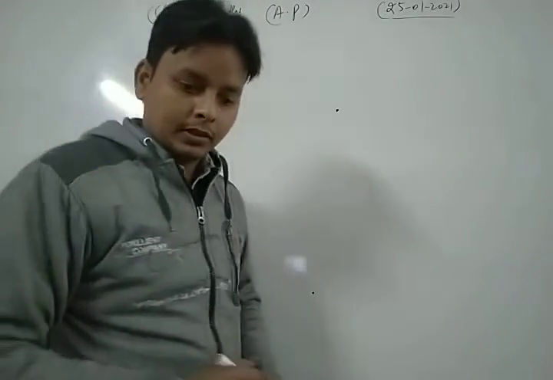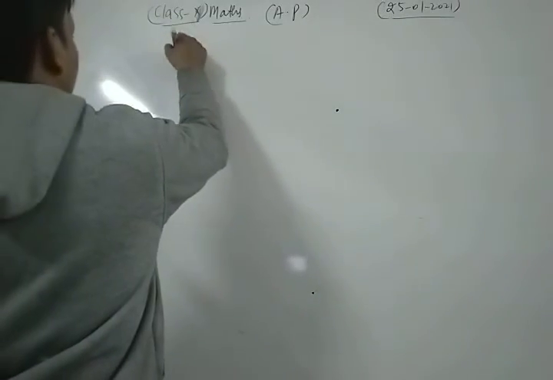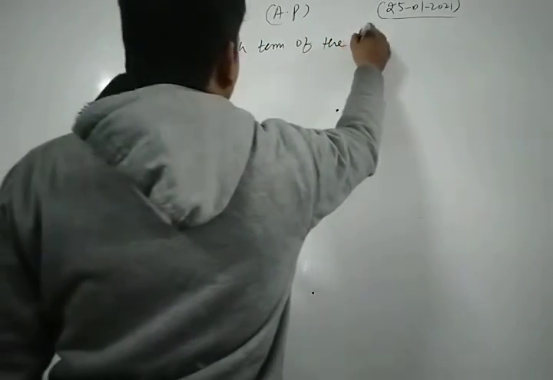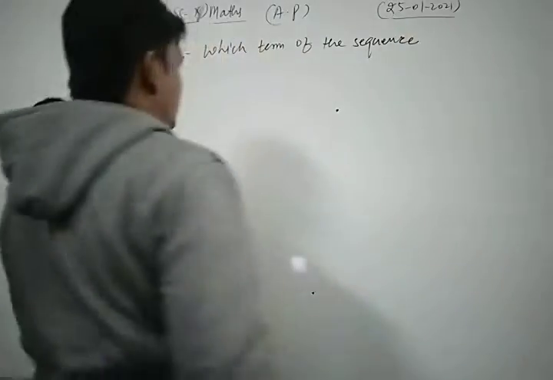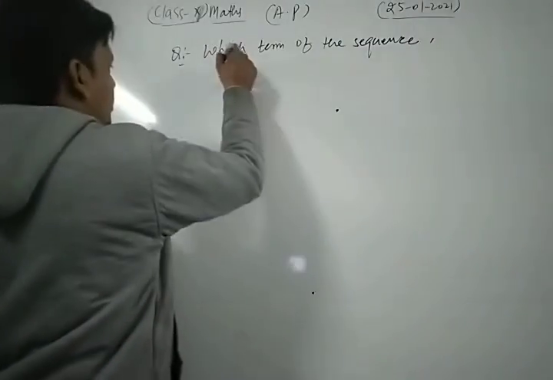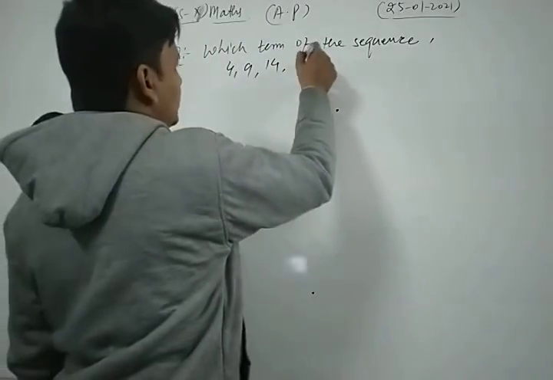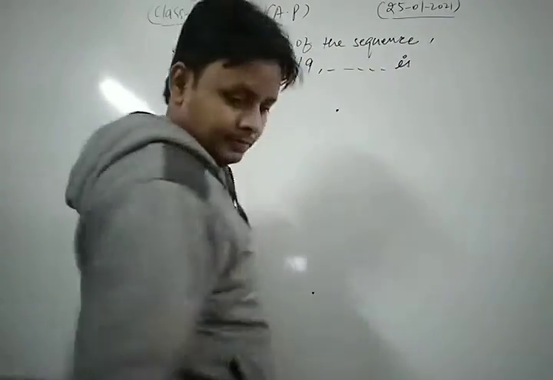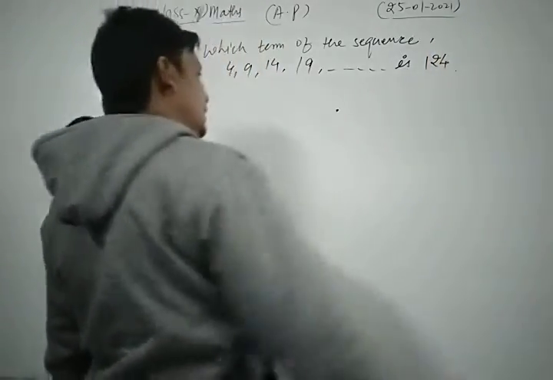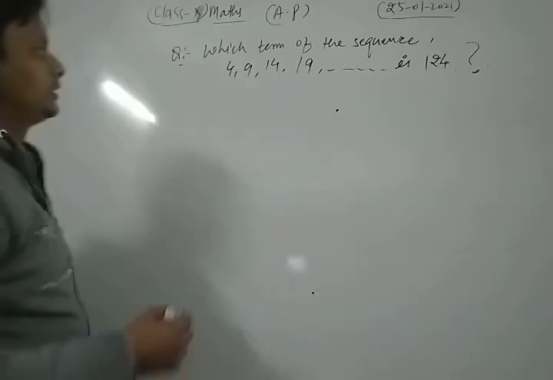Let's see, dear students, the next question. Which term of the sequence 4, 9, 14, 19 and so on is 124? Let's see its solution.